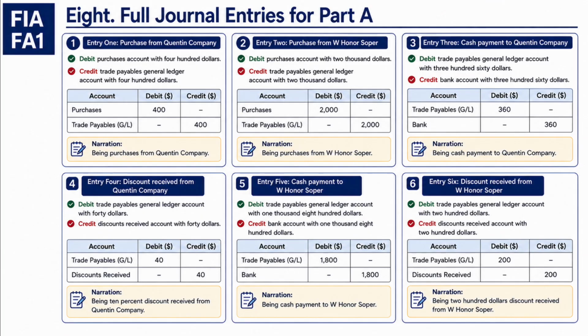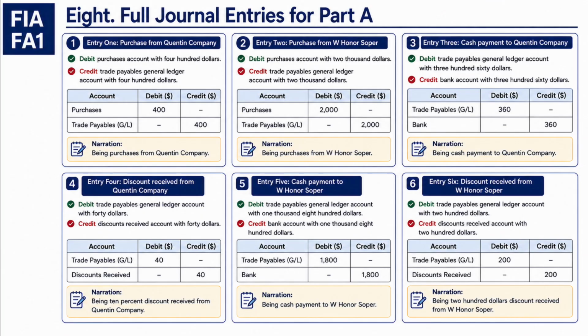Entry 3. Cash payment to Quentin Company. Debit trade payables general ledger account with $360. Credit bank account with $360, being cash payment to Quentin Company. Entry 4. Discount received from Quentin Company. Debit trade payables general ledger account with $40. Credit discounts received account with $40. Narration, being 10% discount received from Quentin Company.